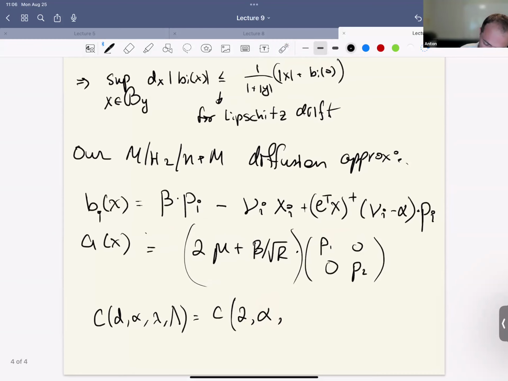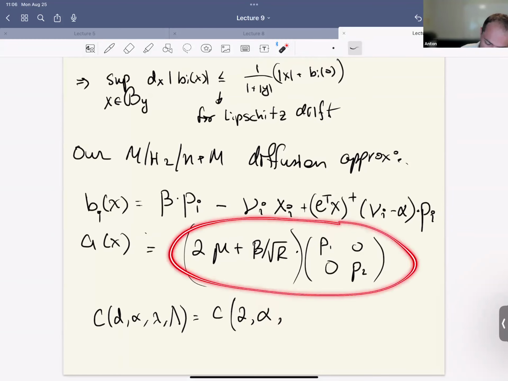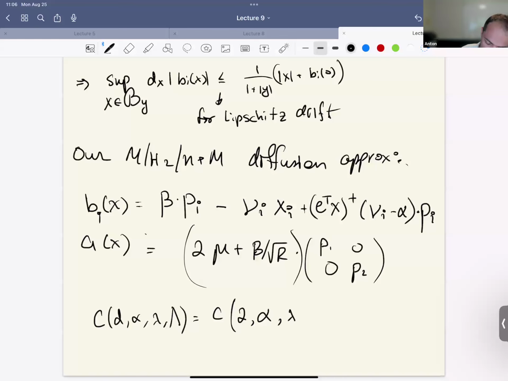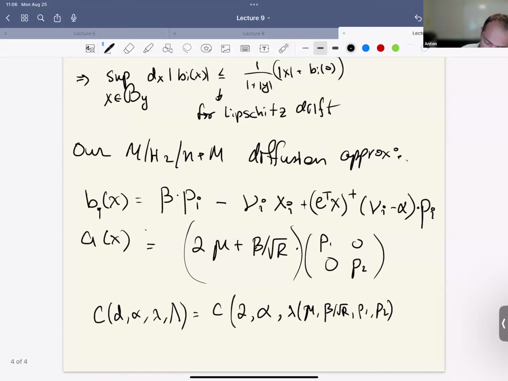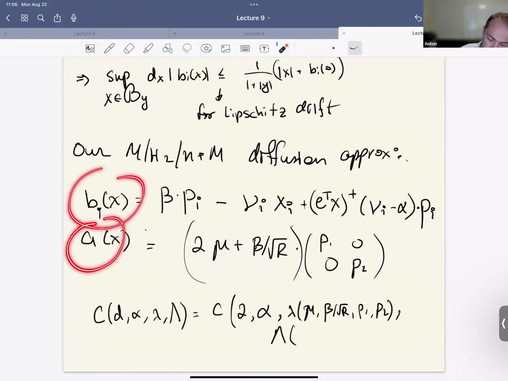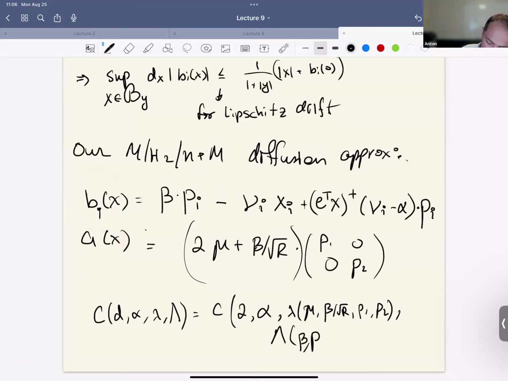What is our little lambda? Well, the lambda we can infer based on the structure of the diffusion coefficient matrix. It'll depend on some beta over square root of r, mu, p1, p2. I'm not going to calculate the eigenvalue on the fly, but we just coarsely say this. And the capital lambda, the upper bound on the drift and diffusion coefficient growth, is going to depend on beta, pi, nu I, alpha, etc., etc.